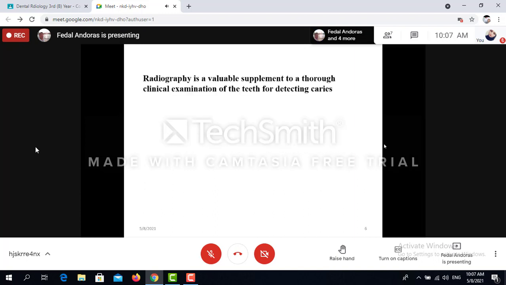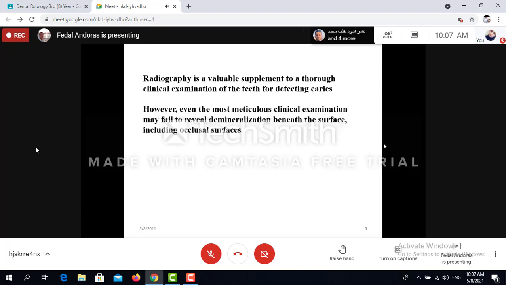So radiography is a valuable supplement to a thorough clinical examination of the teeth for detecting caries. We always say, do a good clinical examination. If you can detect caries, that's it. You don't need further investigation like exposing the patient to extra radiation to see if there is any. However, even the most meticulous clinical examination may fail to reveal demineralization beneath the surface, including occlusal surfaces, which might appear intact.